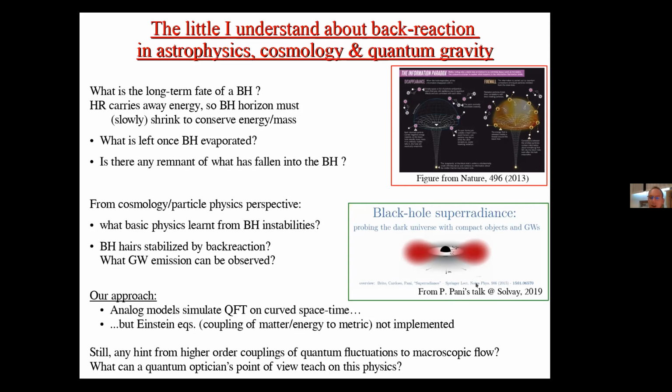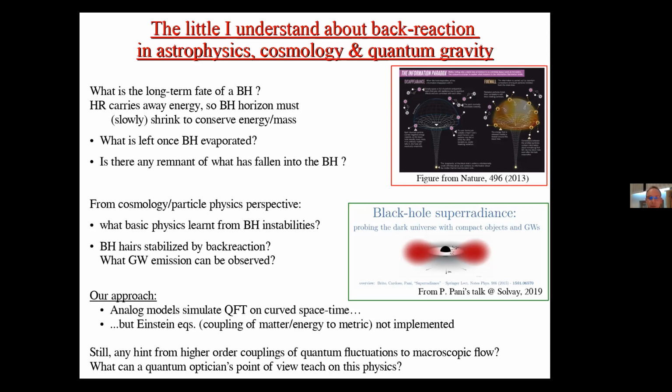Here again, there is a lot of literature investigating how the backreaction of the quantum fields which are emitted by these black hole instabilities can stabilize the evolution of the black hole, creating the so-called black hole hairs. And another big question for the gravitational wave community is how this backreaction effect can be observed from the gravitational wave emission from these astrophysical objects. So this is to give you a flavor that this problem of backreaction is really very widespread in modern astrophysics, cosmology, particle physics, and even information science.